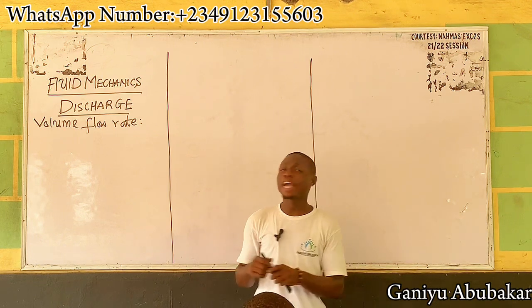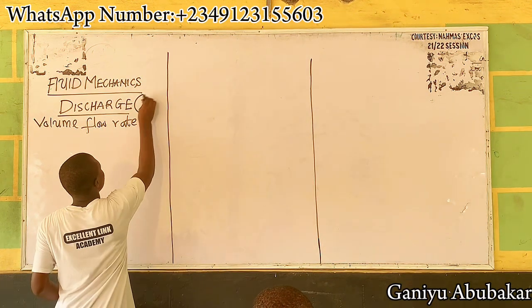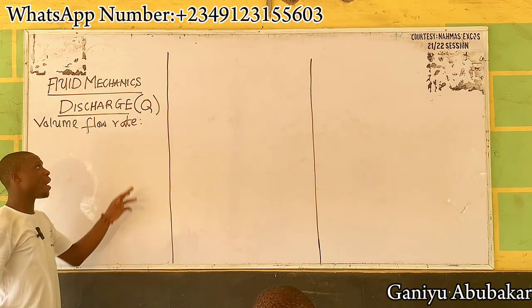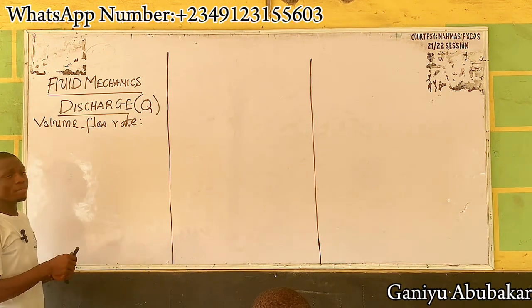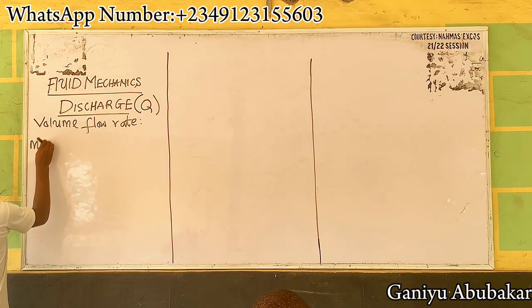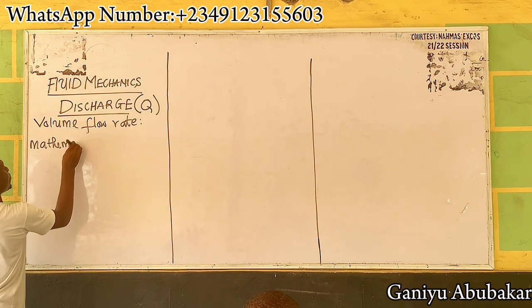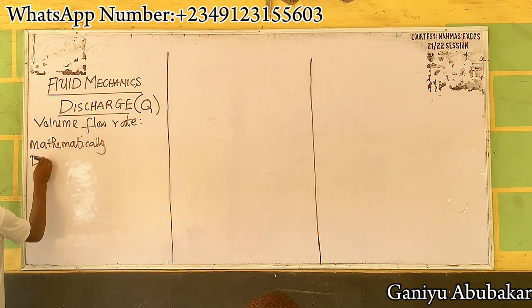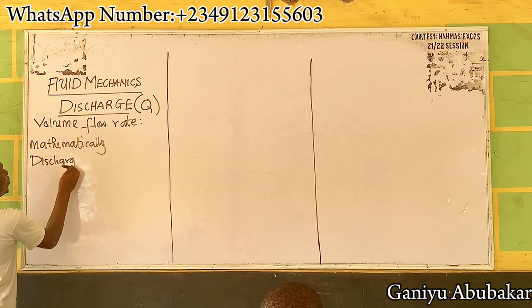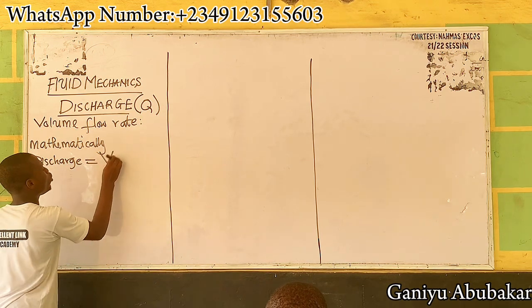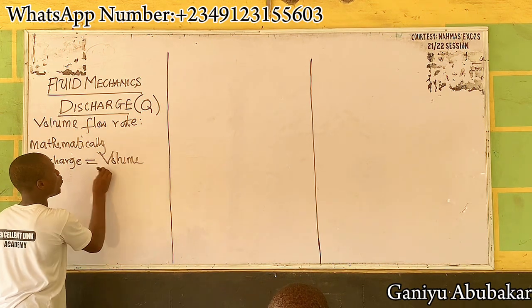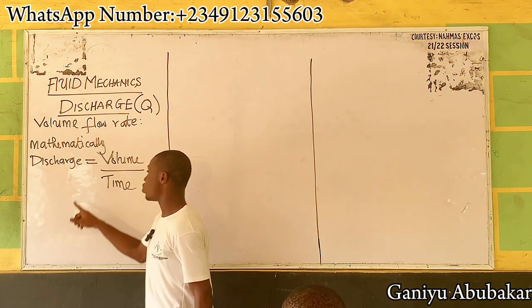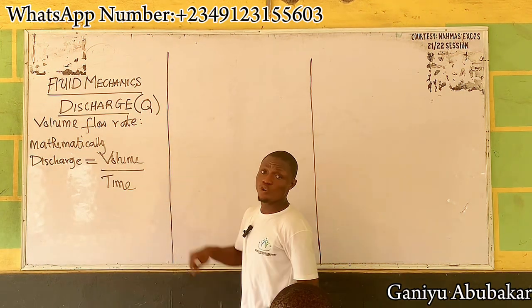It is represented by Q. Mathematically, discharge is equal to volume over time. Very important. Discharge is what? Volume over what? Over time.